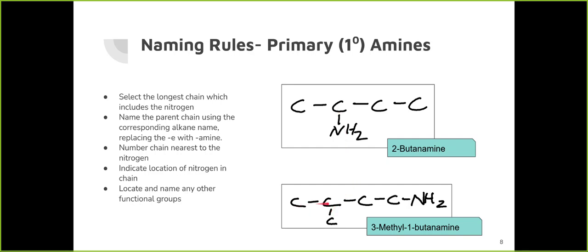Here we've got 1, 2, 3, 4. So again, it's butanamine, and it is 1-butanamine because this amino group is on the very first carbon here. But then we've got a methyl group hanging off of here on the third carbon, so that's 3-methyl-1-butanamine.